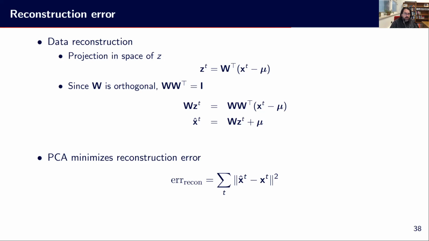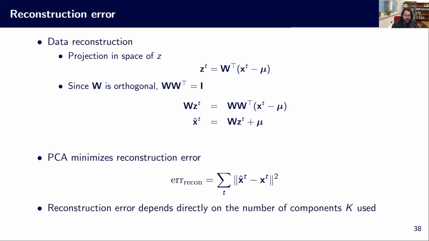So PCA is minimizing the reconstruction error. Basically, we can look at this by saying, what is the difference between the reconstructed X and the original X after passing through the PCA? And usually the criterion is made so that we will minimize this reconstruction error. And so it depends directly on the number of components K. So if we have a bad reconstruction error, it means that we don't have enough components K.